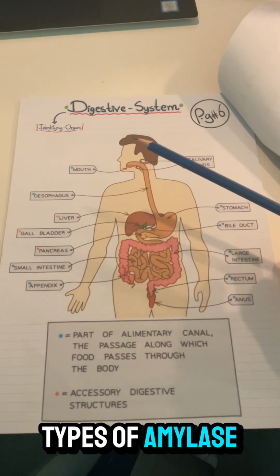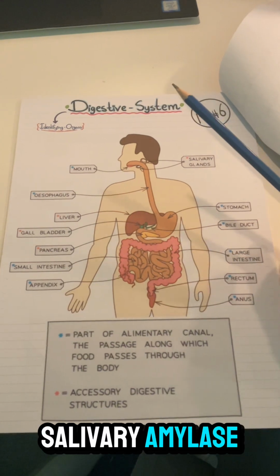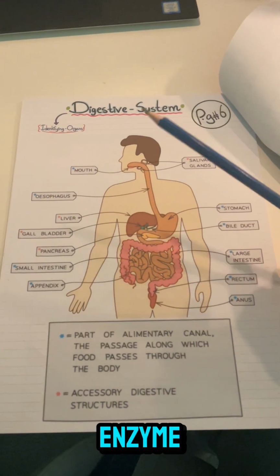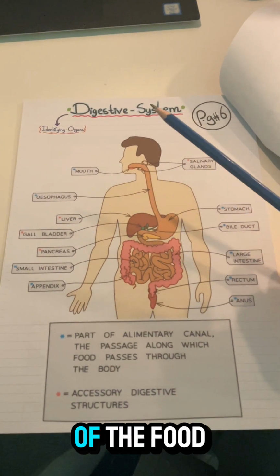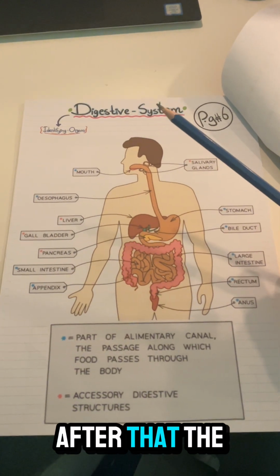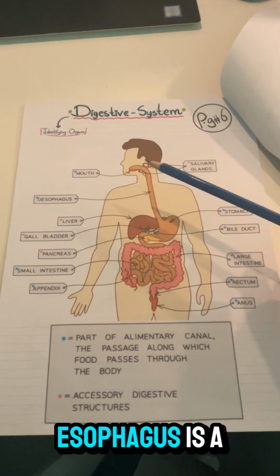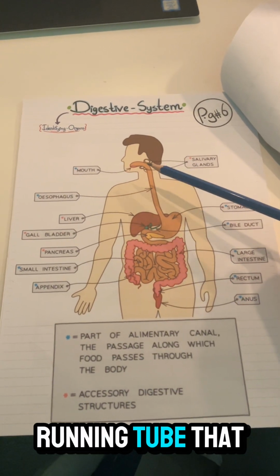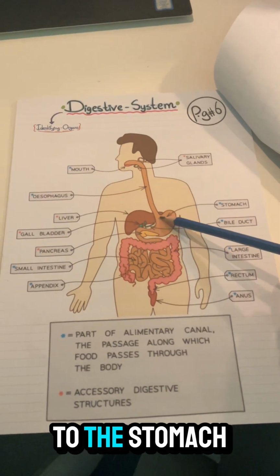There are two types of amylase produced in our body, pancreatic amylase and salivary amylase. So salivary amylase is the first enzyme that is going to be produced for chemical digestion of the food inside the mouth. After that, the food is going to pass down the esophagus. Esophagus is a long-running tube that connects the mouth to the stomach, okay?